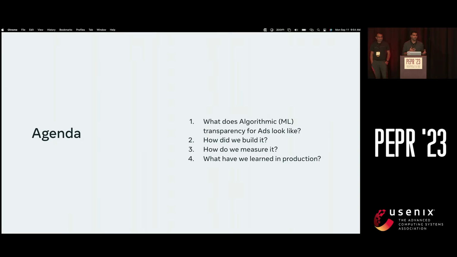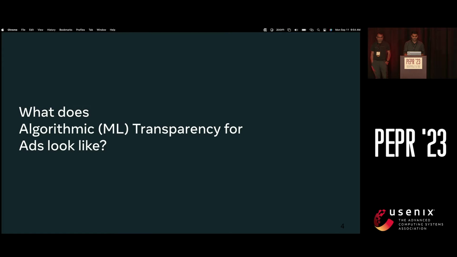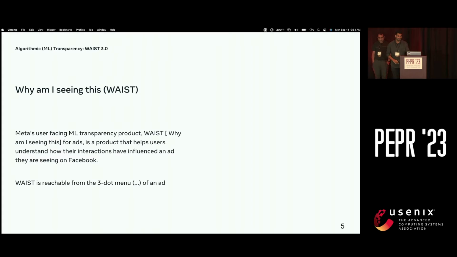The new version of the product that we will be talking about was launched earlier this year, so we will be sharing some learnings we have had along the way. Let's jump into the first topic. What does ML transparency for ads even look like?